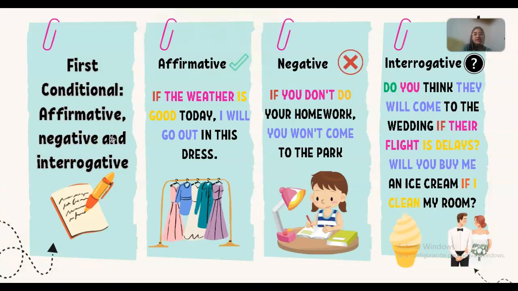Finally, the interrogative structure is presented in the following example: do you think they will come to the wedding if their flight is delayed? Here, in this case, the do is used to ask the question, then the future simple, the if, the subject, and finally the present simple. Another question option is to exchange the you will for the will you, and of course use the future simple at first, then the if, and finally the present simple. Will you buy me an ice cream if I clean my room?